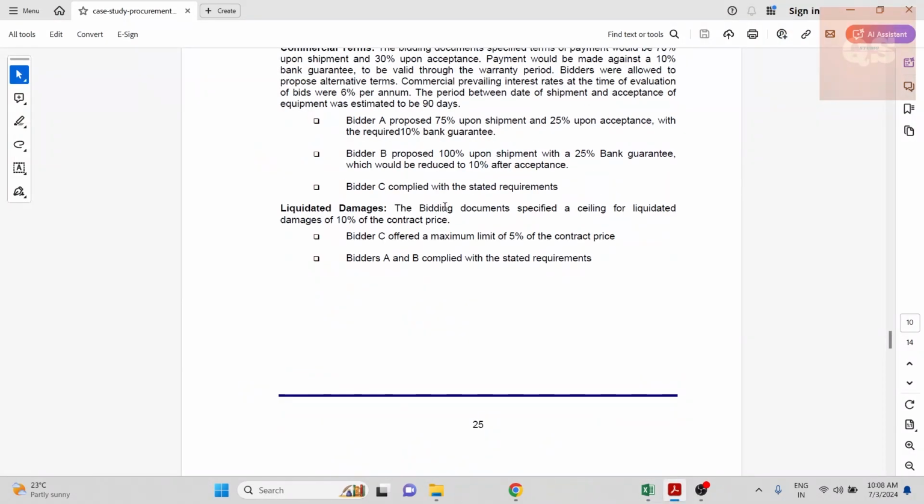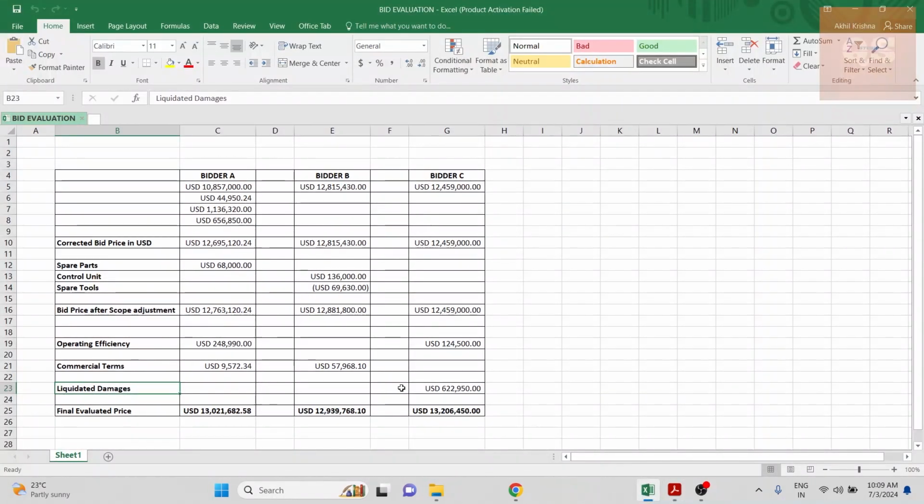For liquidated damages, they need 10% of the contract price. Bidders A and B had no problem, but bidder C said the maximum they can give is only 5% of the contract price as liquidated damages. So that means they are not agreeing to the extra 5%. That also needs to be taken into consideration. If you see here, the total price amount, this and this are the same, that's why I've taken this equation. You can just put G16 also, so that is fine.